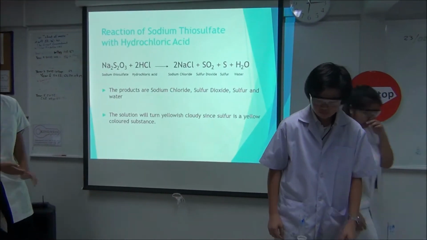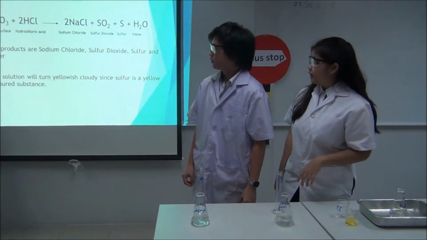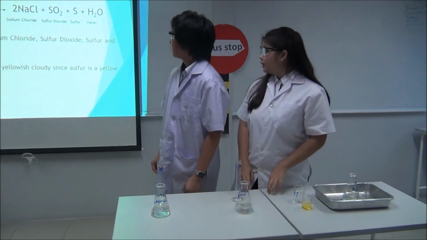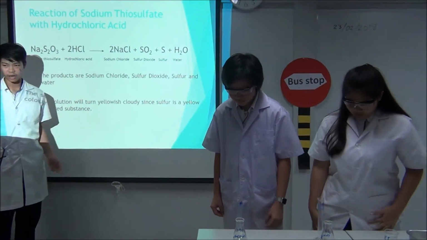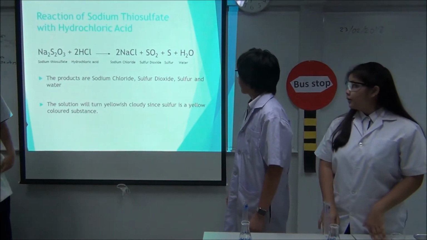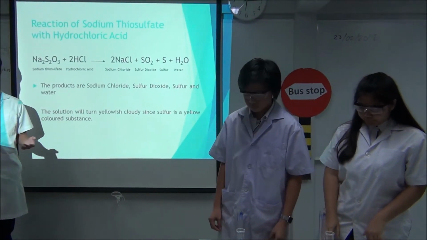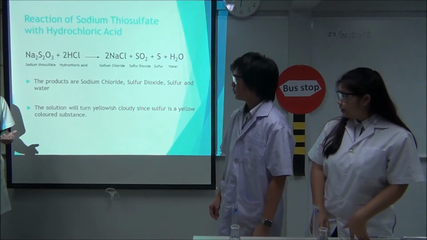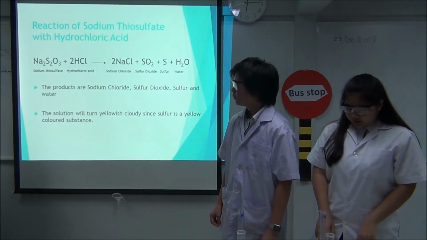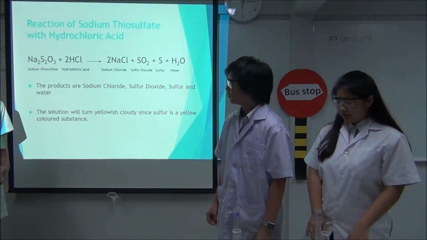Okay, so now Primi and Matthew will be showing us the reaction of sodium thiosulfate with hydrochloric acid. The products formed are sodium chloride, sulfur dioxide, sulfur and water. As Matthew and Primi add the hydrochloric acid, the solution should turn yellow, since sulfur is a yellow solid.